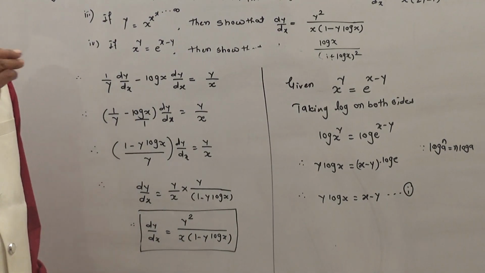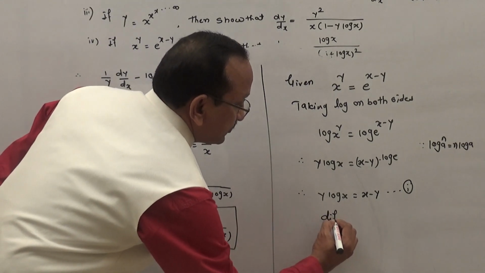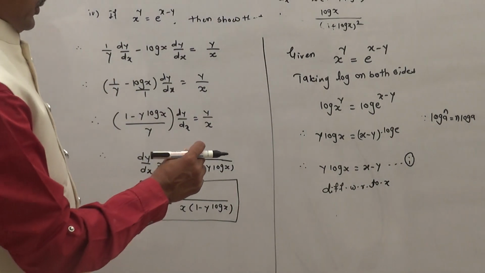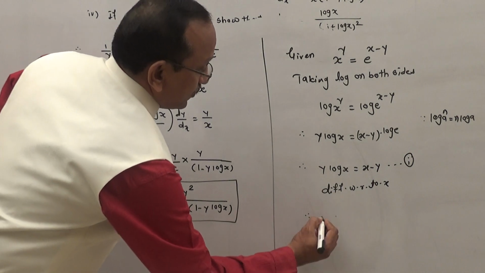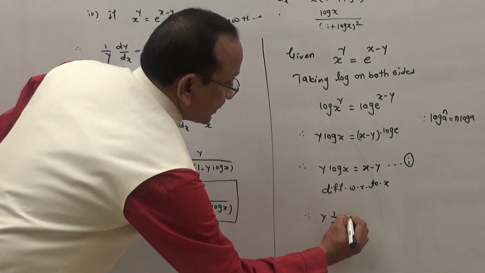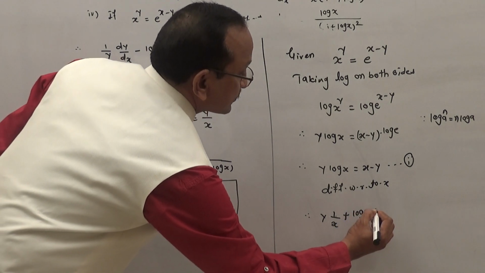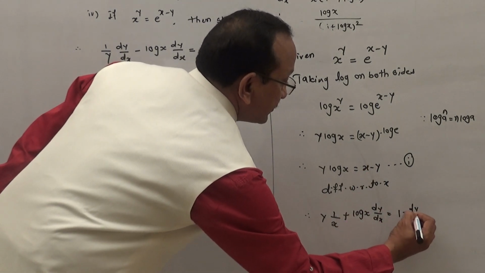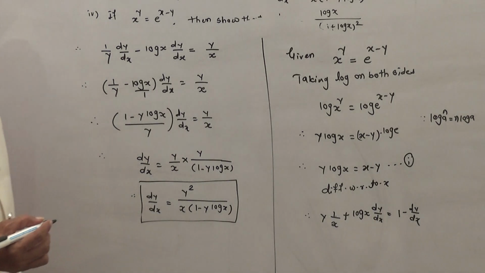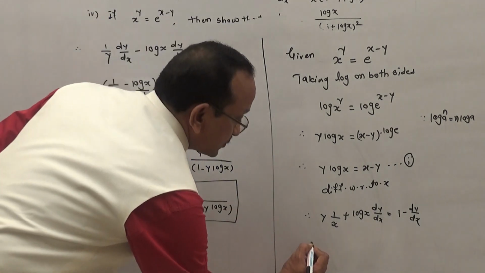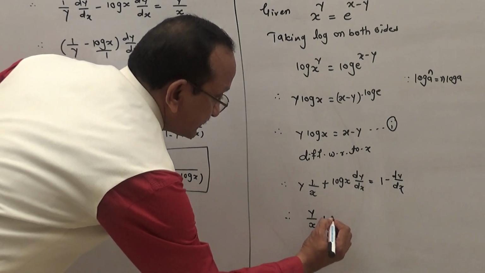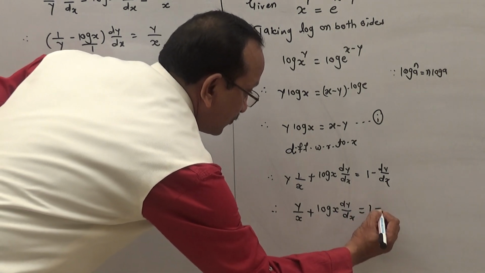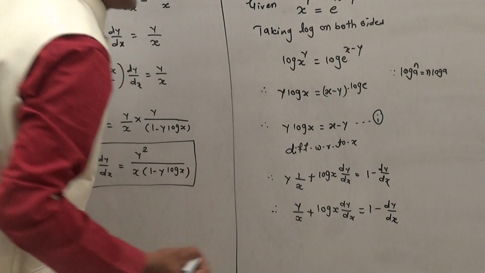Now taking differentiation. Differentiate this function with respect to x. Then y into the derivative of log x, which is 1 upon x, plus log x into the derivative of y. The derivative of x is 1 minus the derivative of y, which is dy by dx. So therefore y upon x plus log of x dy by dx is equal to 1 minus dy by dx.